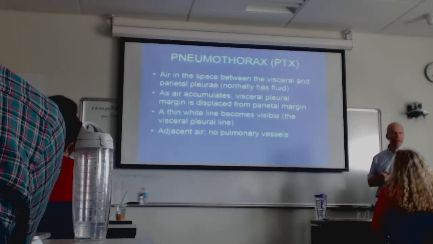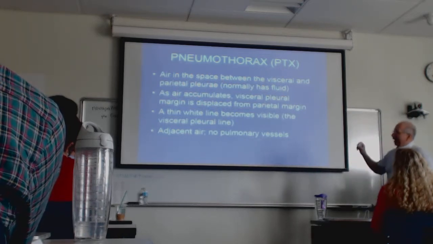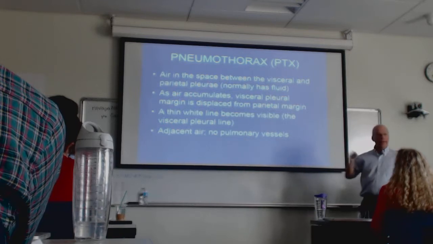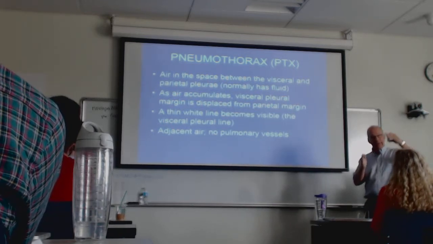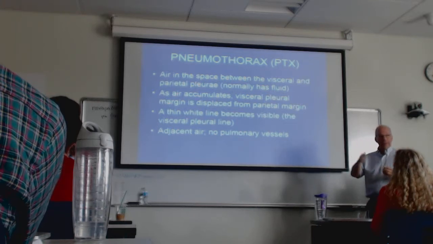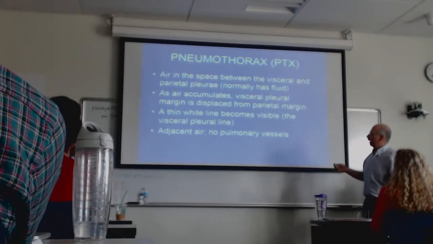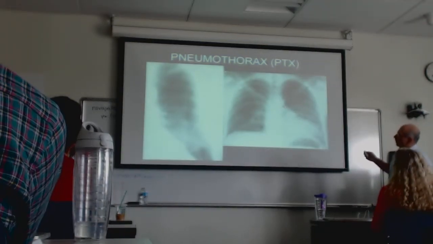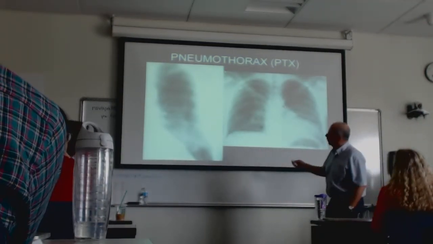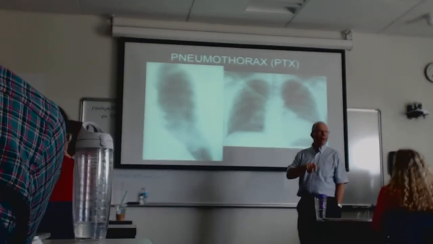I should be able to see that on the chest X-ray, right? And what I wind up seeing is a thin white line of visceral pleura sitting along the lung, and then I see nothing but air on the other side. No vessels, no nothing, no normal anatomy. That's called a pneumothorax. I'm sorry about the image quality, but there are excellent examples in the book and online.